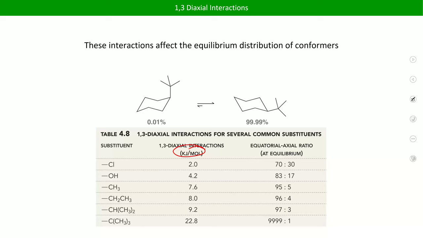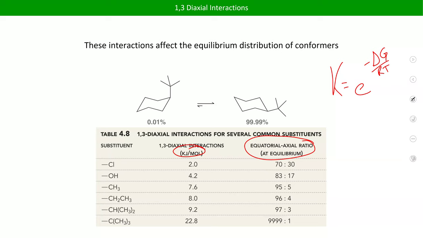Because if you know what the equilibrium ratio is, you can work backwards to get delta G, right? Because you could do e to the negative delta G over RT. So if you can measure K and you know what R and T are, then you know what delta G is as well. When they say equatorial axial ratio at equilibrium, this is at a specific temperature. Probably room temperature is not specified, but the two most common reference points are 25 Celsius or 0 Celsius. Since we're not dealing with atmospheric chemistry, it's probably at 25 Celsius, if I had to guess.